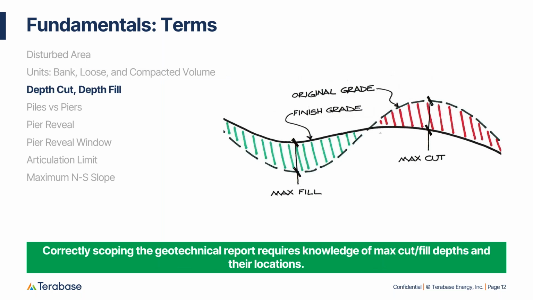Depth of cut and depth of fill. This is missing from a lot of permitting documents. It's an important input for permitting documents, and it's also a very important element for when you scope your geotechnical borings and your pile load tests. So today we aren't accurately estimating these numbers, max cut and max fill, which is making our permit documents less exact, too restrictive, and it's making our geotechnical scopes of work less exact.